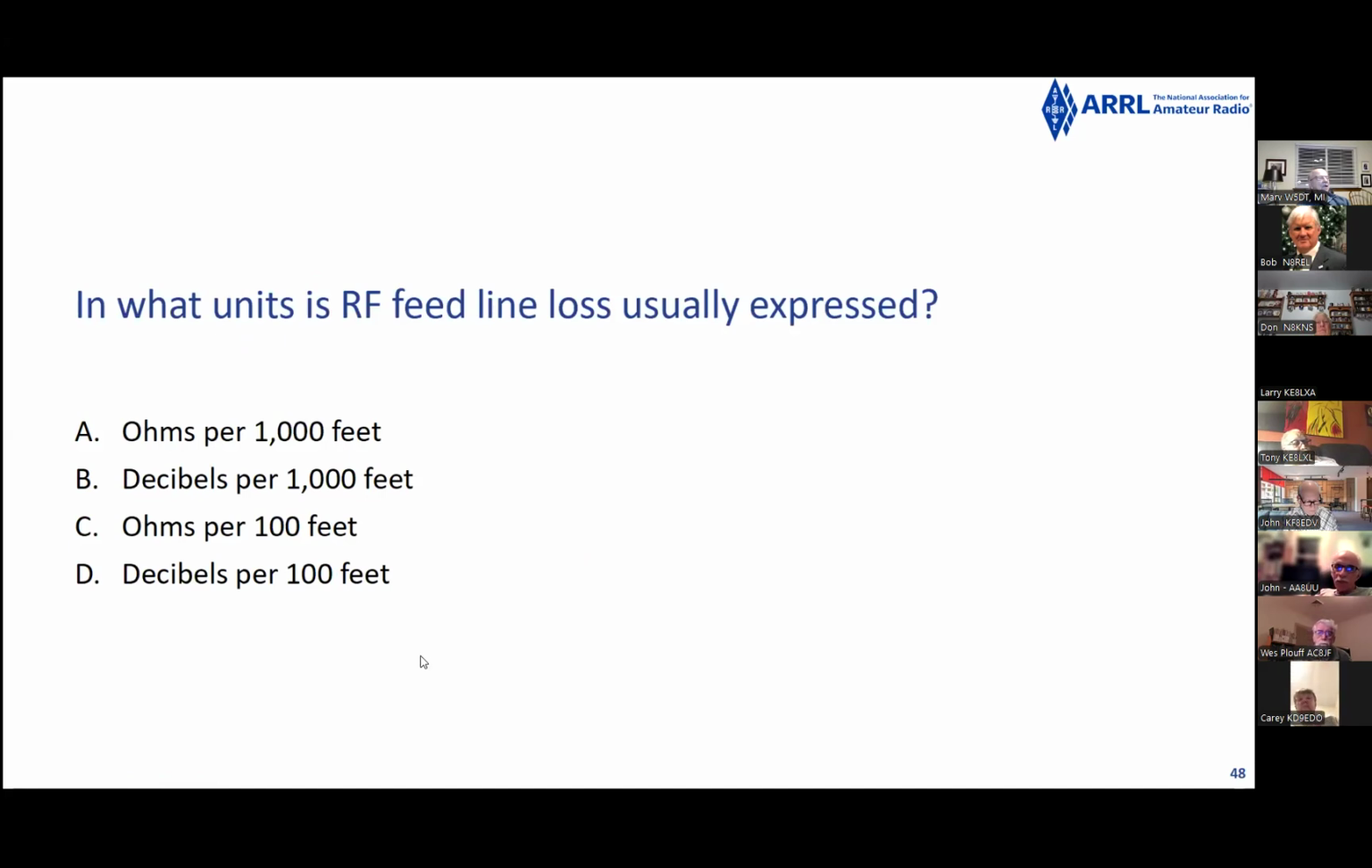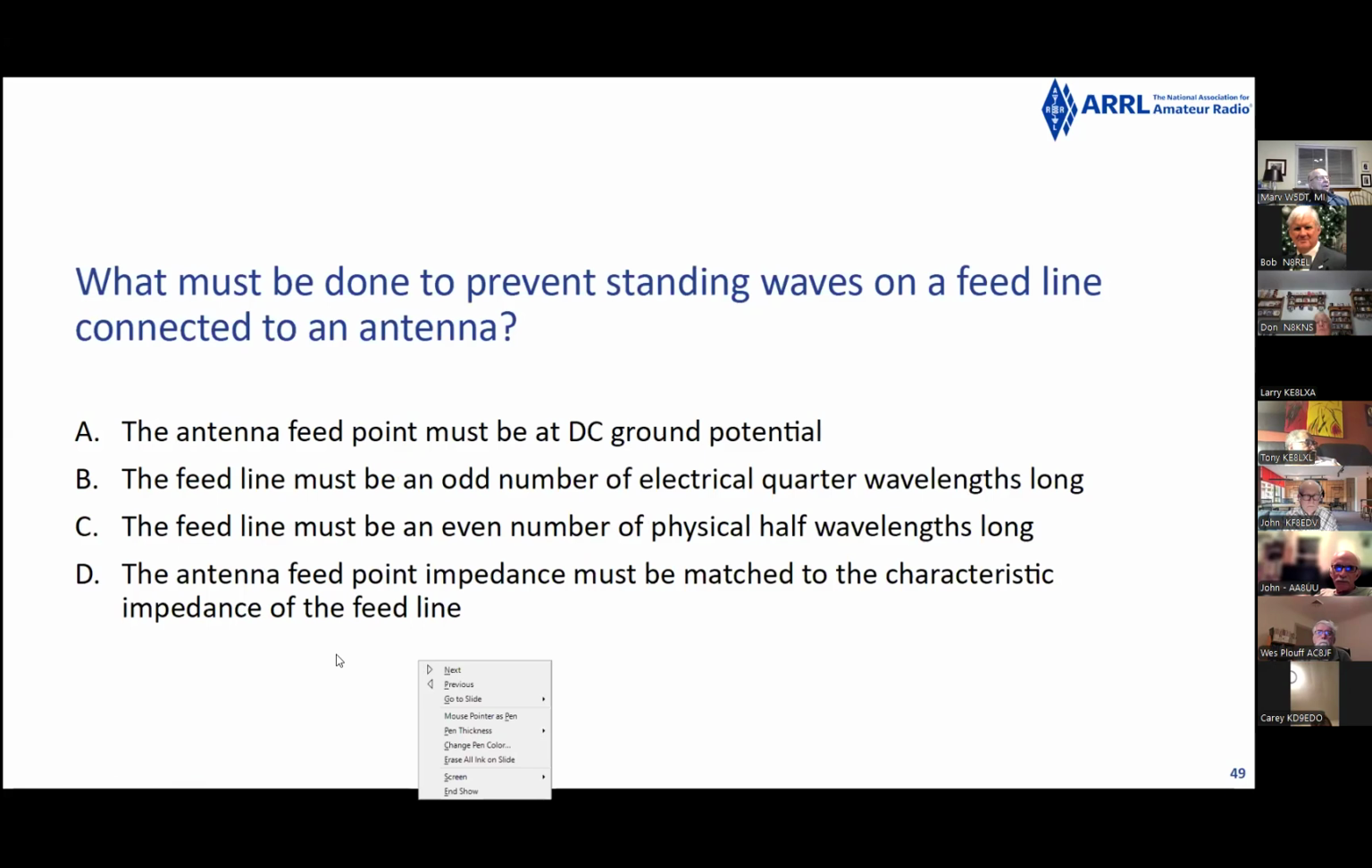And in what units is RF feed line loss usually expressed? Ohms per 1,000 feet, decibels per 1,000 feet, ohms per 100 feet, decibels per 100 feet. Delta. Yes, delta. Decibels per 100 feet.